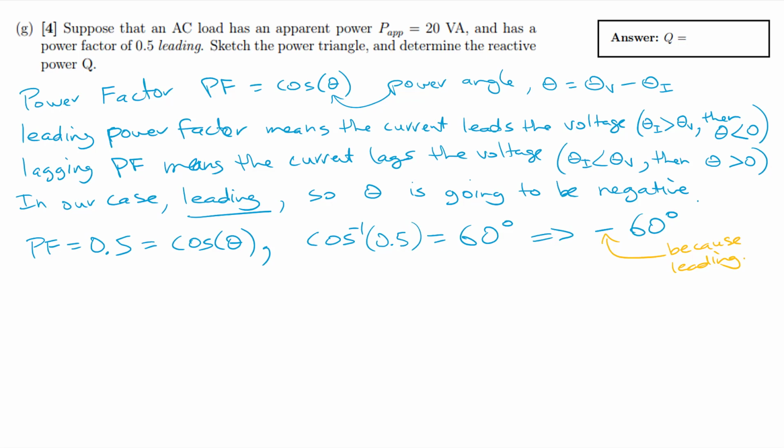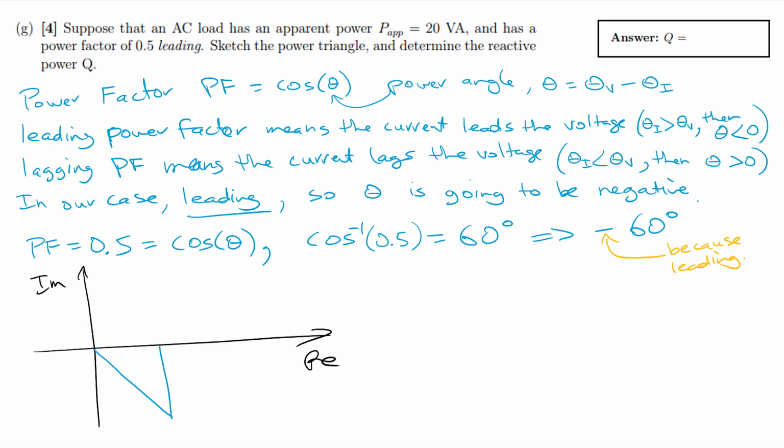So what does the power triangle look like? We could even draw our axes, real and imaginary, and we can draw a triangle here. It's a right triangle, and we know that the phase angle is minus 60 degrees, and we were given an apparent power of 20 VA, so that's on the hypotenuse. So this side is the apparent power.